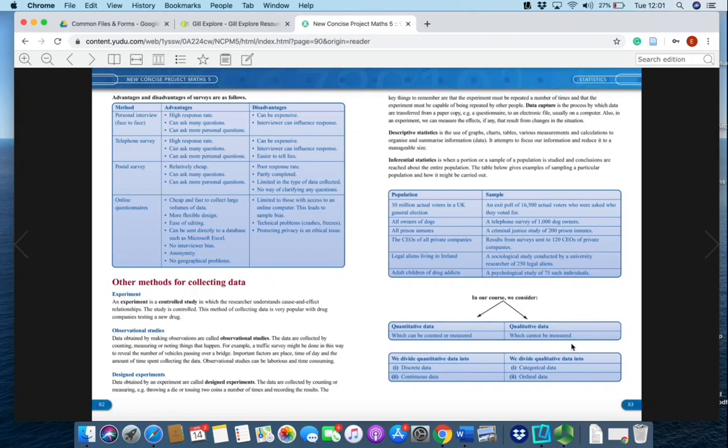So this little piece here on the two types of data and the two subsets is super, super important.